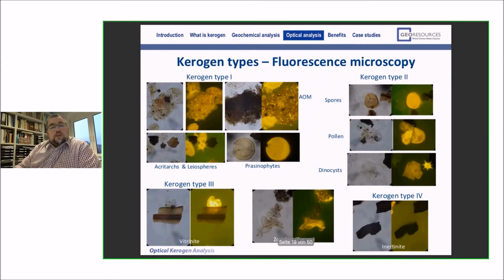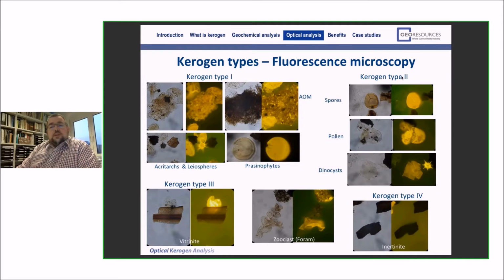Beside normal light microscopy, we can also use fluorescence microscopy, which is very helpful because the different levels of hydrogen in the organic compounds have an effect on the fluorescence colors. Kerogen type 1 is this bright yellow color that we see here in the Botryococcus, Leiosphaeridia and Prasinophytes, and algal amorphous material.